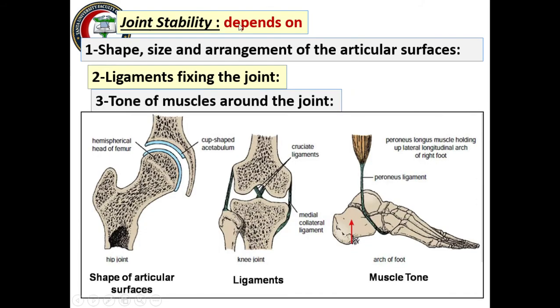Now, what about joint stability? What makes the joint stable for movement? The joint stability depends, first, on the shape of the bone, the size, and the arrangement of the articular surfaces. Also, the ligaments, as we see, support the joint. Also, the tone of the muscles around the joint. The muscle around the joint protects the joint by its tone.